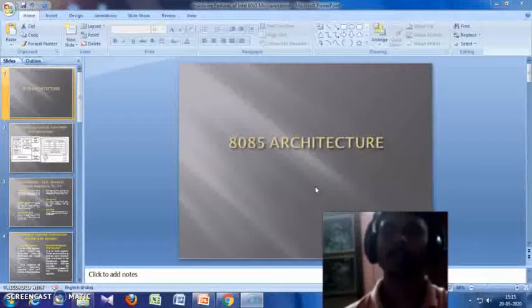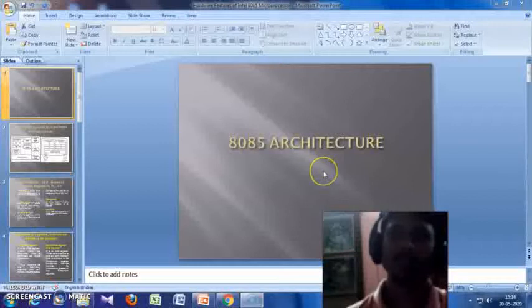I'm just going to give an important lecture on 8085 microprocessor architecture. Before I try to explain the architecture, I want to share some basic data about the 8085 microprocessor.